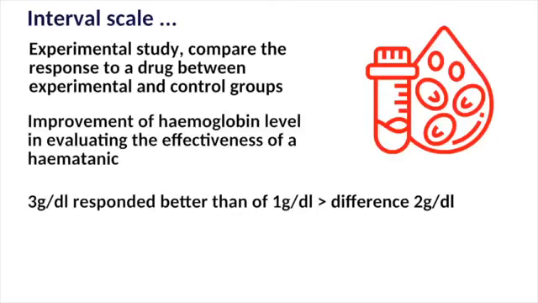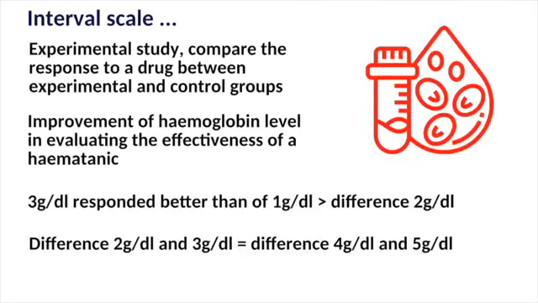An example would be the improvement of hemoglobin level in an experiment of evaluating the effectiveness of a hematinic. In this instance, a person who has an improvement of 3 grams per deciliter has responded to the drug better than a person who had an improvement of 1 gram per deciliter, and the difference of improvement is 2 grams per deciliter. It is also true that the difference between two persons of 2 grams per deciliter improvement and 3 grams per deciliter improvement is equal to the difference between two persons of 4 grams per deciliter improvement and 5 grams per deciliter improvement.